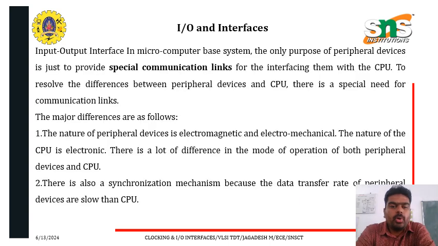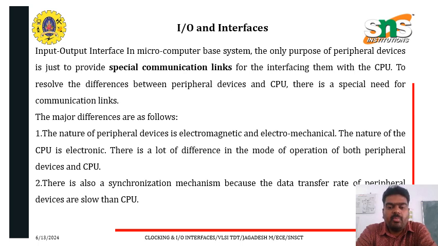So, the input-output interface. In a microcomputer-based system, the only purpose of a peripheral device is to provide special communication links for interfacing it with the CPU. To resolve the differences between peripheral devices and the CPU, there is a special need for communication links. The major differences are as follows. The nature of a peripheral device is electromagnetic and electromechanical. The nature of the CPU is electronic.